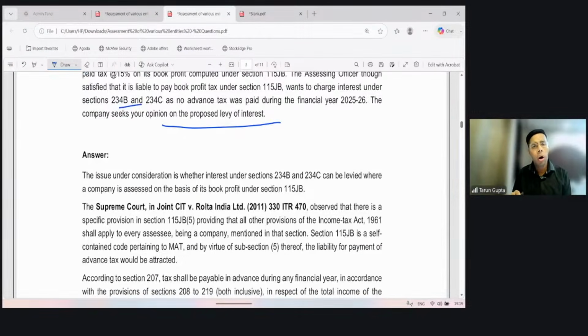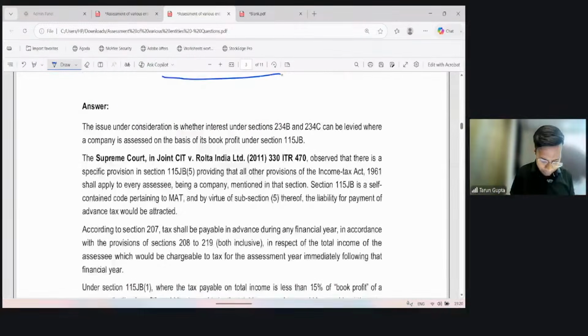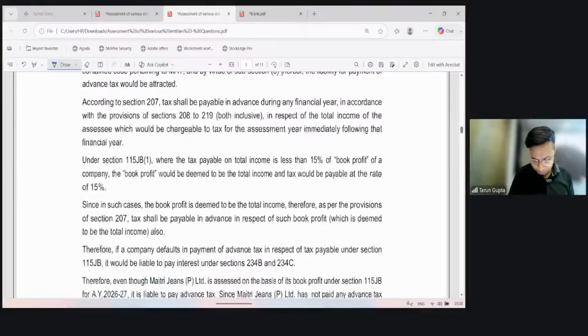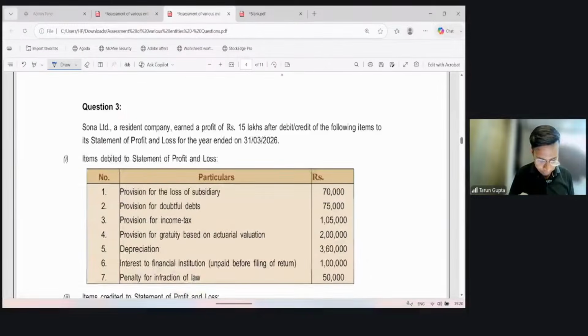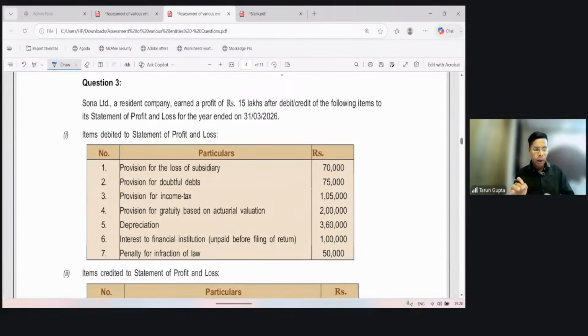You are not mandatorily required to remember the name of the case. You must know the provisions, the rationale of the case and the conclusion of the case. Okay. Last question for the MAT.